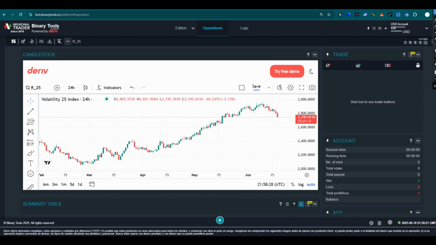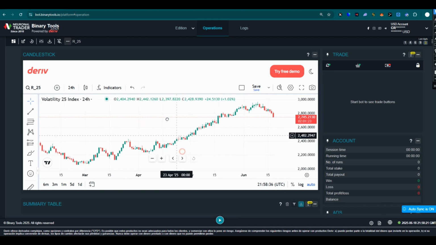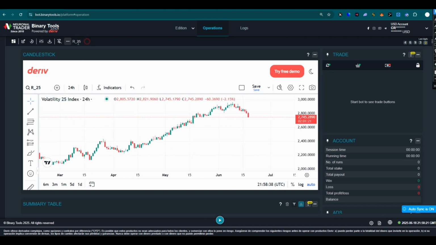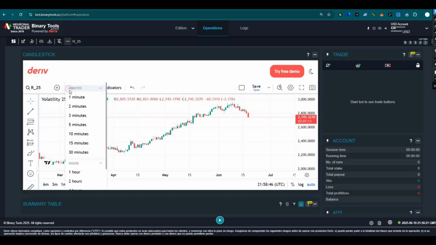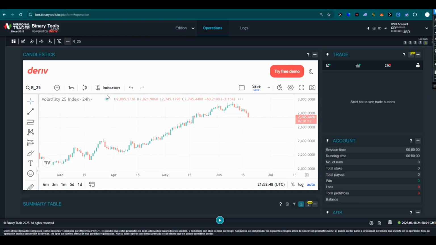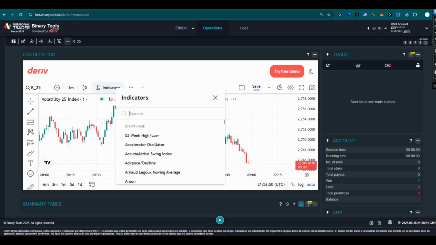So now let's start here. You can see we already have candlesticks here, and today we are going to trade volatility 25. Make sure also the one which we analyze here must be volatility 25. I'm going to change it to 1 minute, and I'm going to use an indicator here.